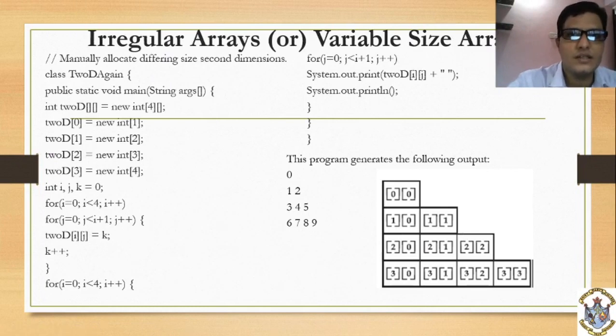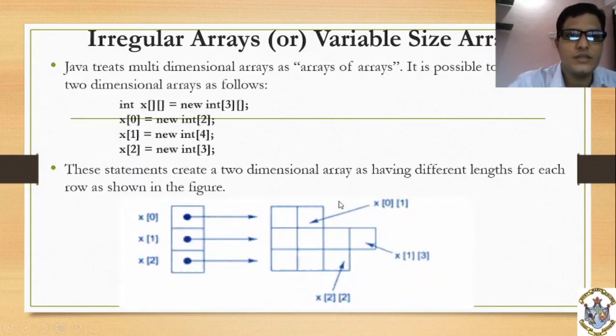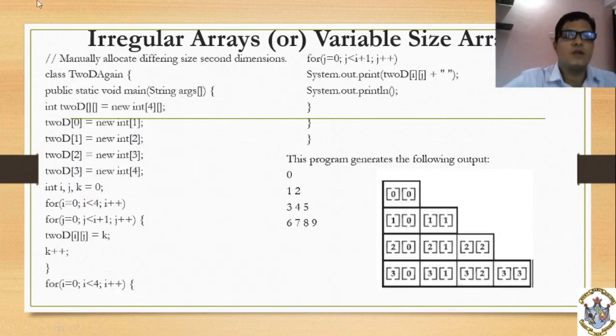Now let us see the sample program relevant to these irregular arrays. If you see here the class name, what is the name of the class? 2D again. Now I am writing your main method. How are we declaring the main method? Public static void main, String args of.